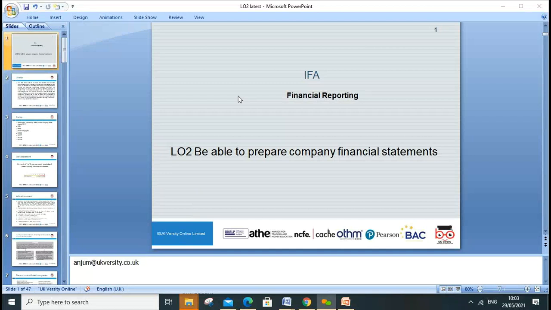Today's lesson will go through LO2: be able to prepare company financial statements. Today's lesson will be focused on the financial statement adjustments, end of year adjustments, and how we can prepare these. Most of you already know about preparing these statements. We'll discuss generic end of year adjustments as well.